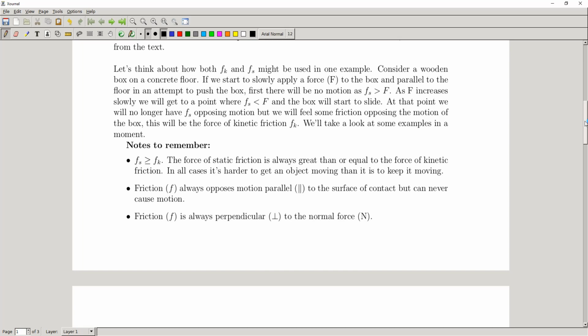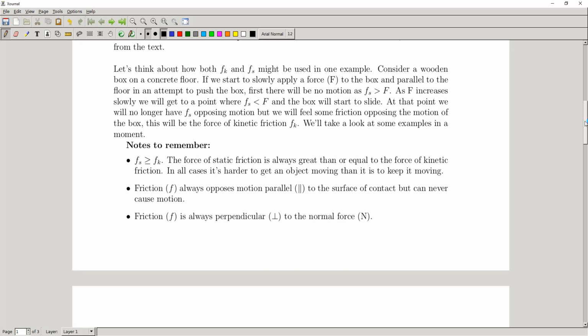Okay? The second thing to remember is that friction, whether it's static or kinetic, always opposes motion parallel to the surface, and it can never cause motion, right? You could have a very large static friction keeping your objects stationary relative to one another, but no matter how large that force of static friction is, it's never going to cause any motion. It'll always just oppose the motion that's being caused by other forces, right? And finally, friction is always going to be perpendicular to the normal force.